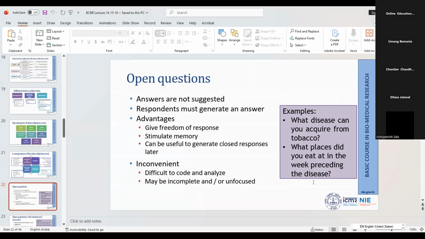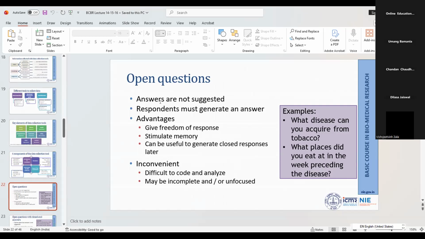So here we are not giving any option to them. The respondent will generate their own answer. The advantage here is that we give freedom of response to the participants, and it will stimulate the memory, and we will get exact information without any confusion. It can be useful later for generating closed responses. Sometimes it is inconvenient because it is difficult for coding and analyzing.